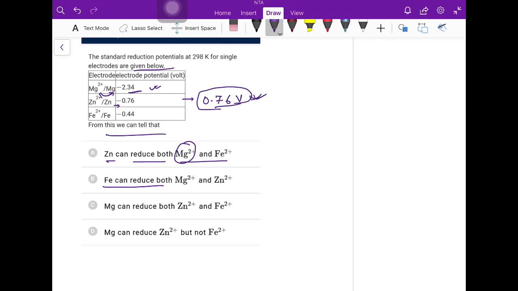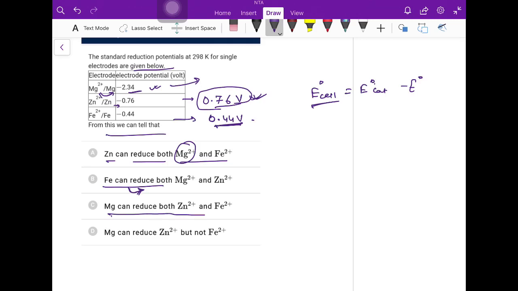Fe can reduce both Mg2+ and Zn2+. When Fe can reduce, it means itself it gets oxidized, and when it gets oxidized, it produces 0.44 volt. So this is just the way of solving in a common sense. You can also solve it from the formula E naught cell equal to E naught cathode minus E naught anode, and make the value of E naught cell positive. When it is positive, the reaction will be spontaneous. So Fe is producing 0.44 volt, and to reduce Mg2+, it needs 2.34 volt. So again Fe cannot reduce the magnesium 2+ ion.